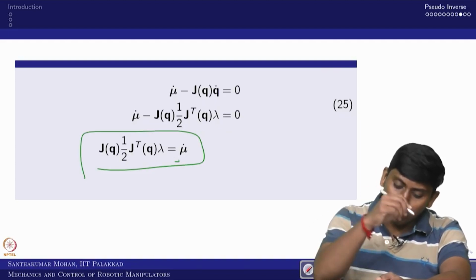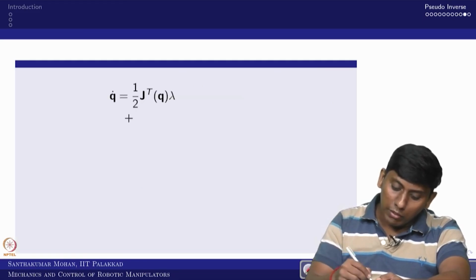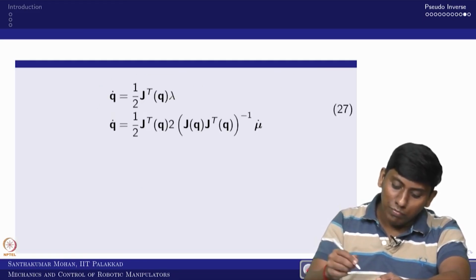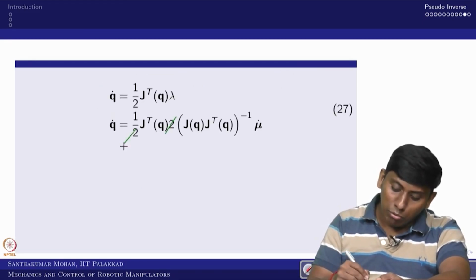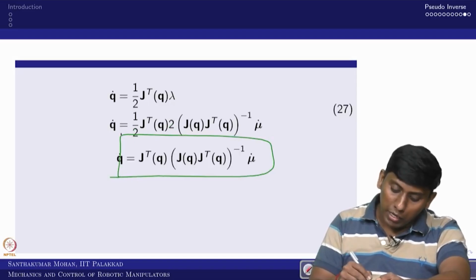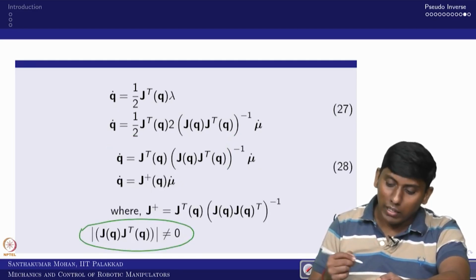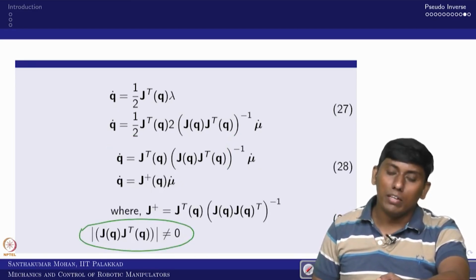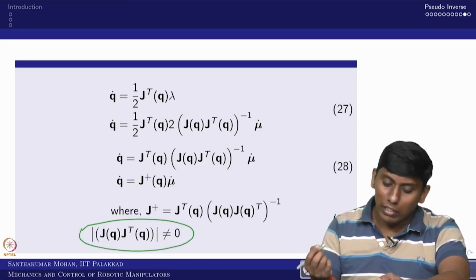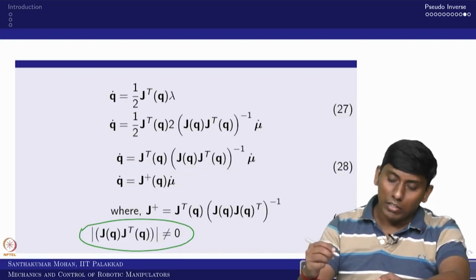Now I substitute this into the previous equation. If I substitute lambda, the 2 and 2 will cancel. You can see this looks like a right inverse, provided this determinant is non-zero. So now we have taken the left inverse and the right inverse, and everything is done.